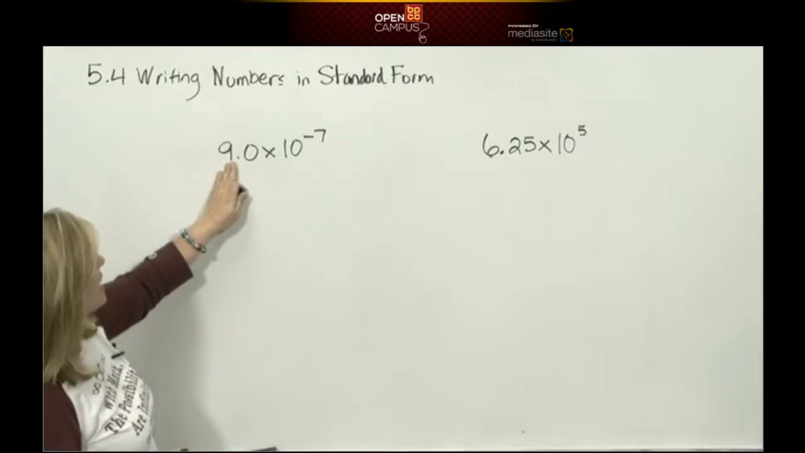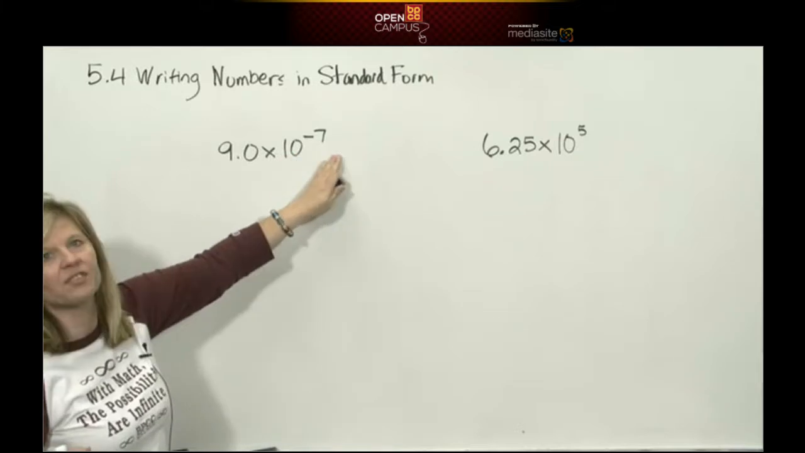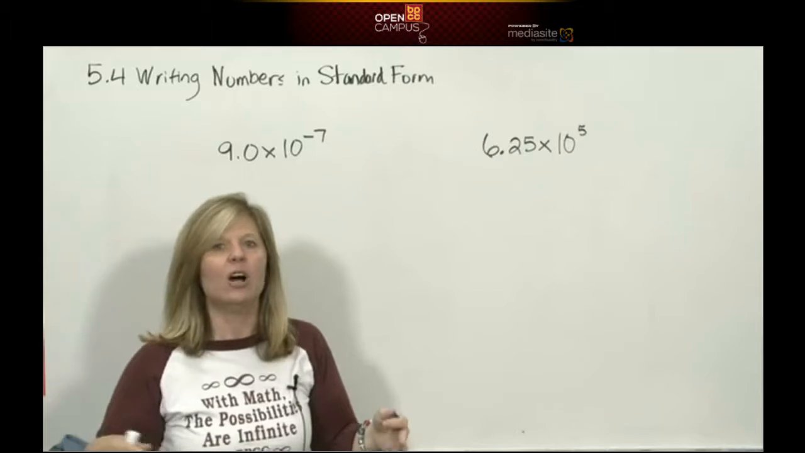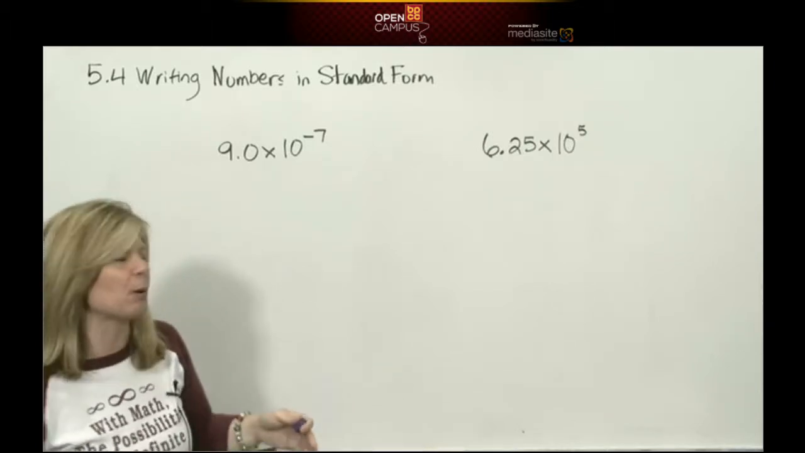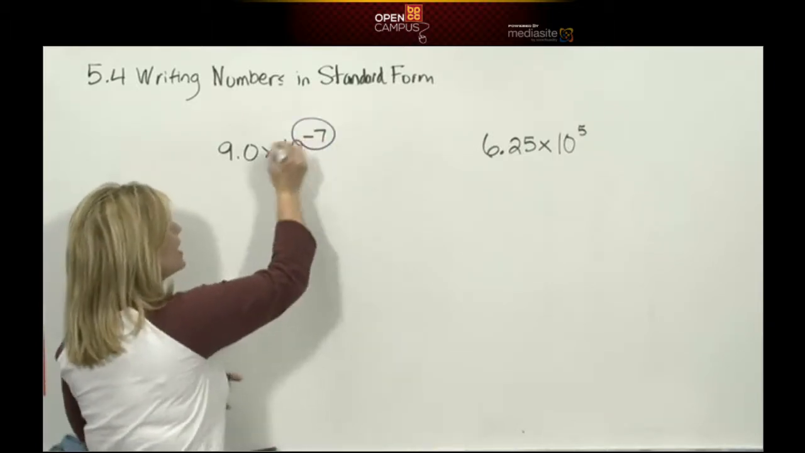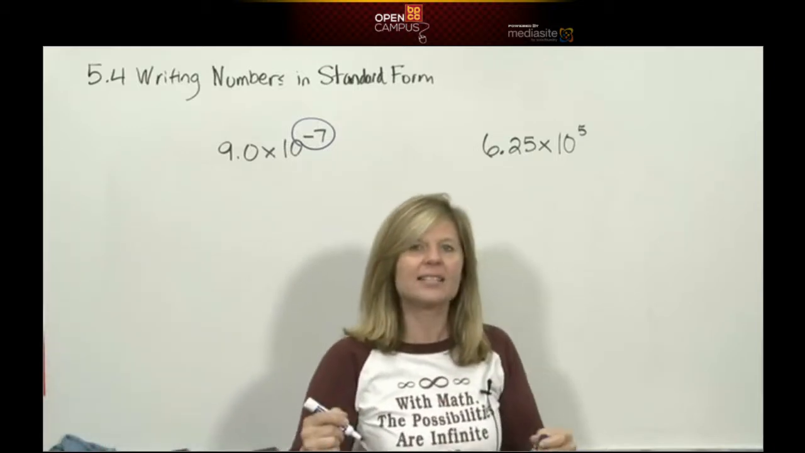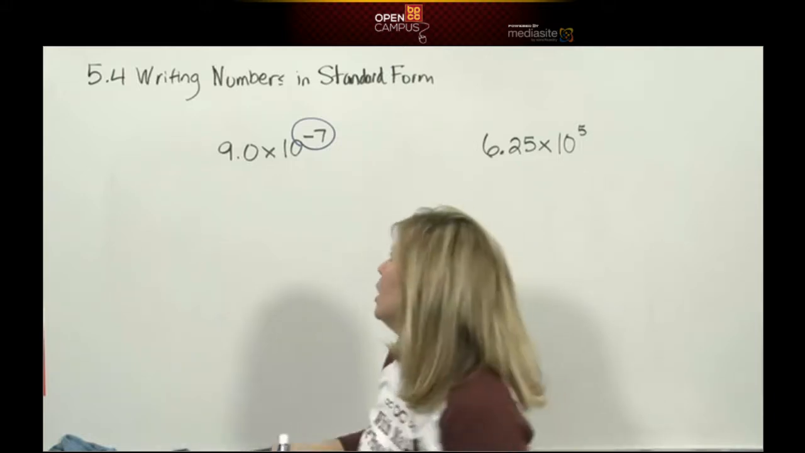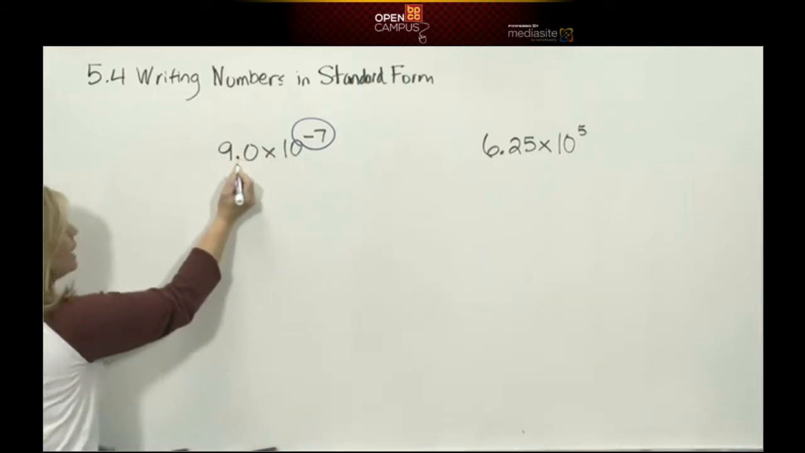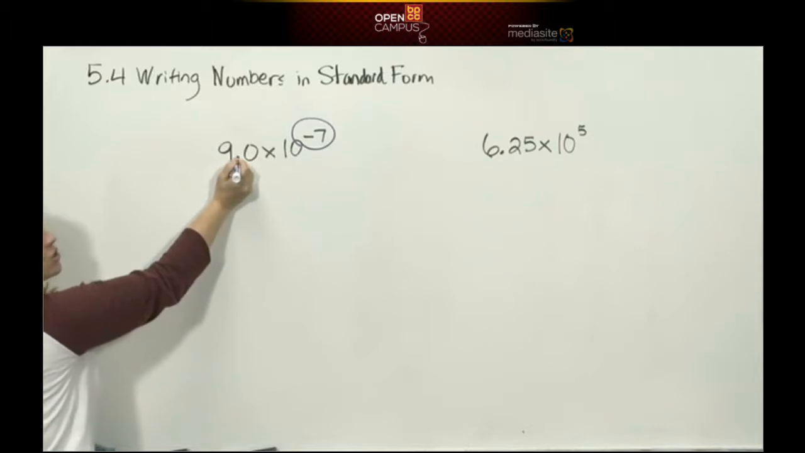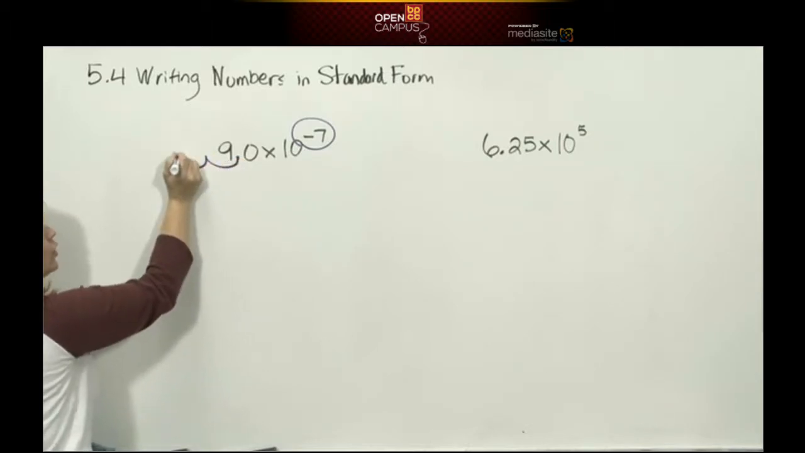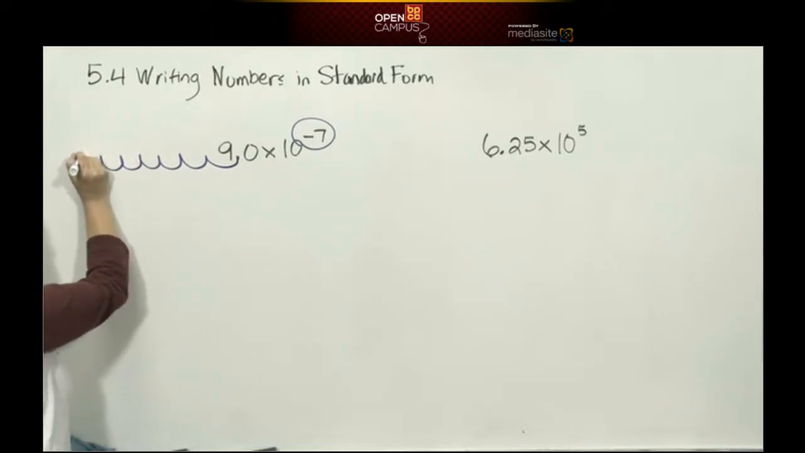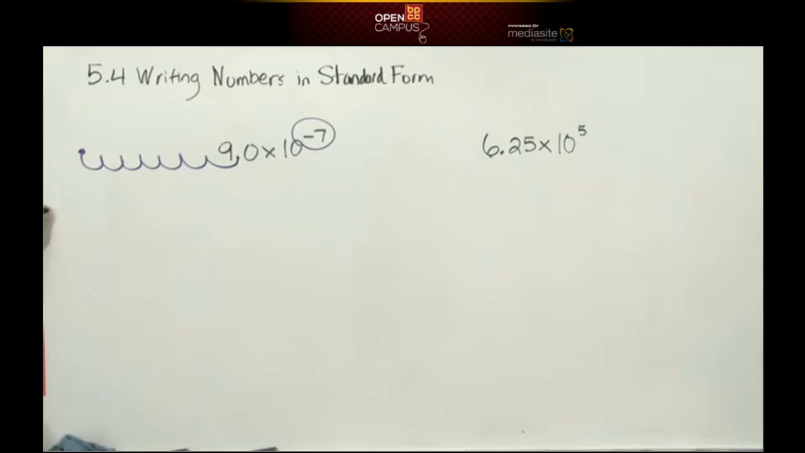So when I have 9 tenths times 10 to the negative 7, to convert this into an actual standard number we're used to seeing, all we have to do is listen to the exponent. If the exponent in scientific notation is negative, that is telling me to move my decimal point to the left that many positions. So I take my decimal point right here, and I'm going to move it to the left 7 positions. So let's count. 1, 2, 3, 4, 5, 6, 7. And that's where my decimal point is now.